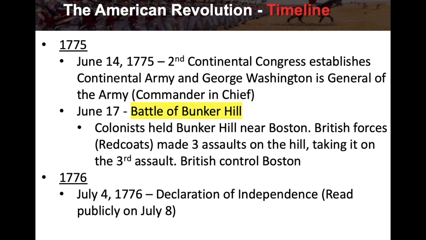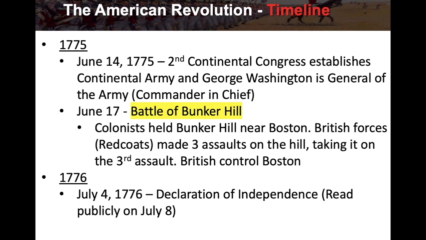The colonists held, it's actually called Breed's Hill, but it's known as the Battle of Bunker Hill. The colonists occupy this hill in Boston. It's actually in the city of Boston today, and I've been there. You can go on top of it. There's a big monument there now. But the colonists held this. The British forces, known as the Redcoats, want to take this hill, and so they make 3 assaults on the hill. The first 2 assaults, the colonists beat them back, but on the last assault, the British actually take it and control the hill, and basically they take control of Boston.